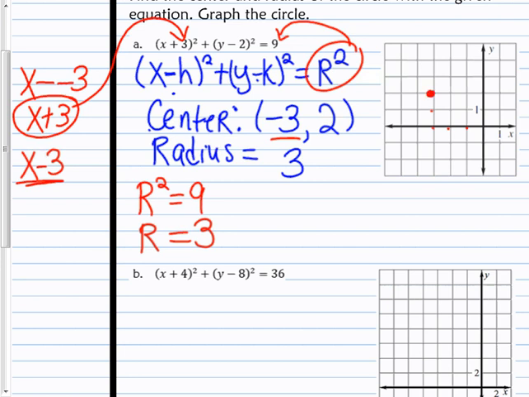So this was the center of my circle, and my radius is 3, so I can plot my radius here, here, here, and there. There's my radius in 4 places, and I need to make a circle. Obviously my circle skills are horrible, but you guys get the point. There's my circle. It has a center of negative 3, 2, and a radius of 3.